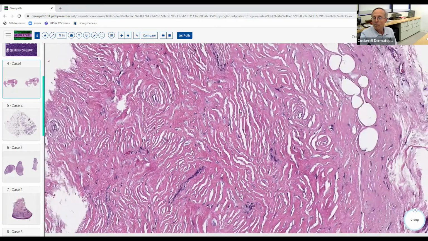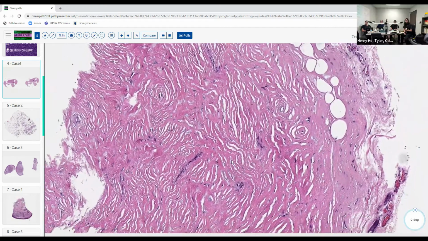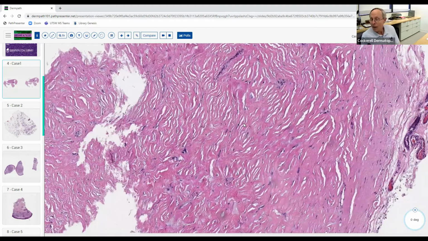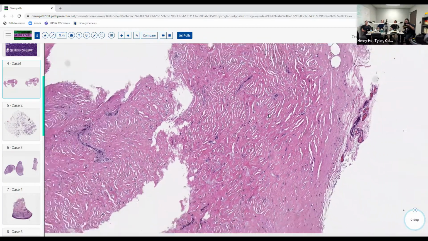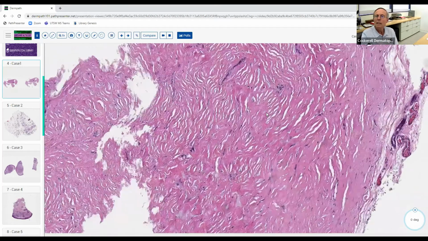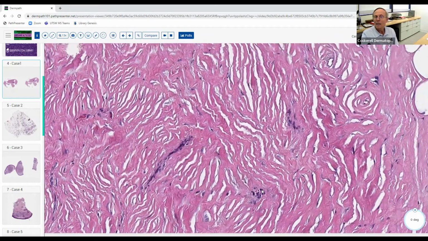So does anybody know what this diagnosis is? Sclerotic dermatofibroma? Yeah, no, it's actually a sclerotic fibroma. Dermatofibroma generally will have more fibroblasts and macrophages and histiocytes and whatnot. You can get some thickened keloidal collagen bundles in dermatofibroma. Usually you don't get the sclerotic collagen bundles like we see here. But this is pretty good for a so-called sclerotic fibroma.